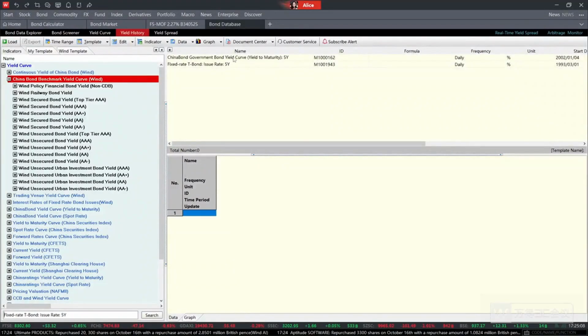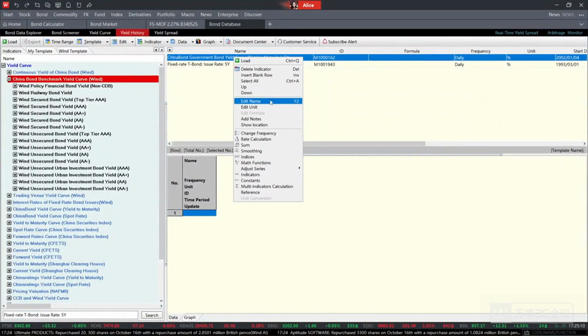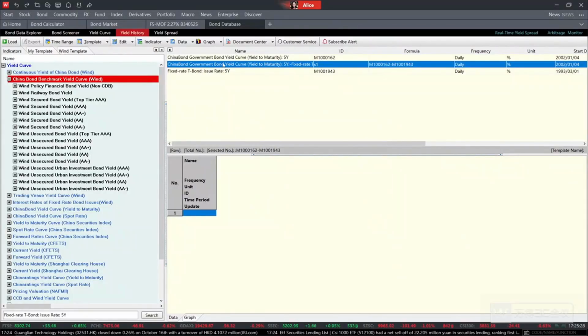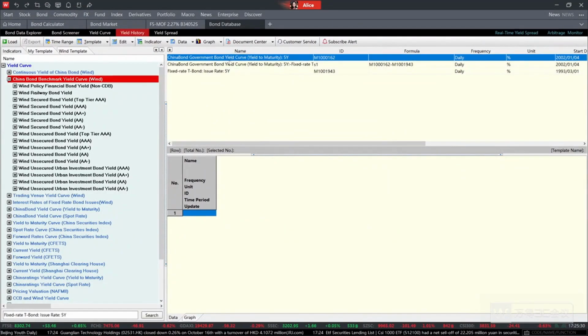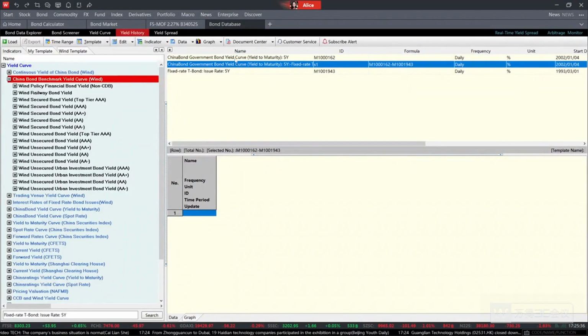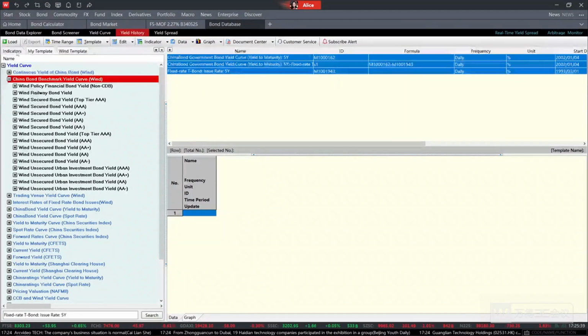So I can just click the right click and press the indicator over here, and I can just subtract between them, right? I can just subtract the different indicator, and we can get the final spread between them. So I can just press the OK button. Then we can get three indicators over here: the original, the secondary market result, and the primary market result, and the spread between them. Okay, so I just select all the indicators and press the load button.